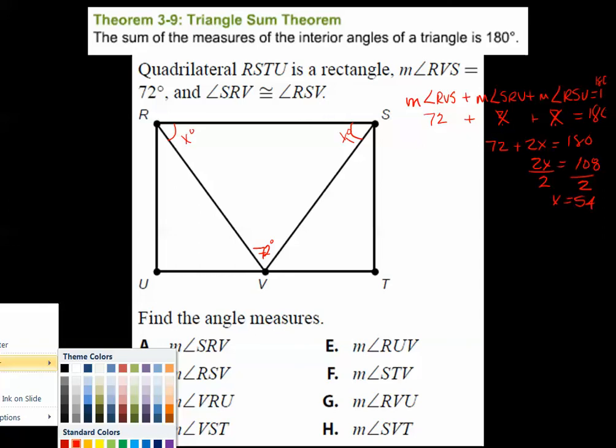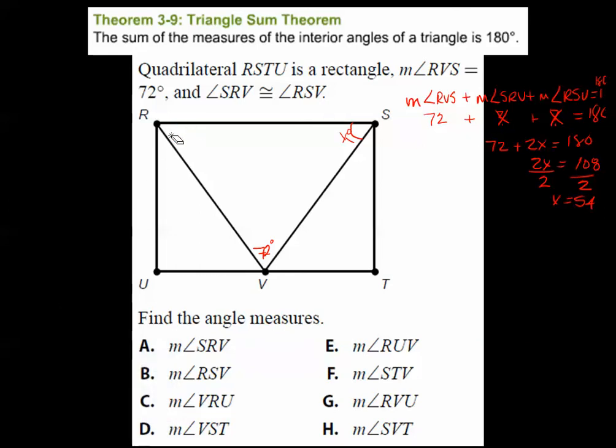Let me get my eraser and erase all that, because that information is going to help me find the measure of my other angles. Now, it says the quadrilateral is a rectangle. So that tells me this angle's 90 degrees, this angle's 90, this angle's 90, this angle's 90. So I can say 90 degrees minus 54 is going to give me, look at me doing some math without a calculator, 36 degrees.